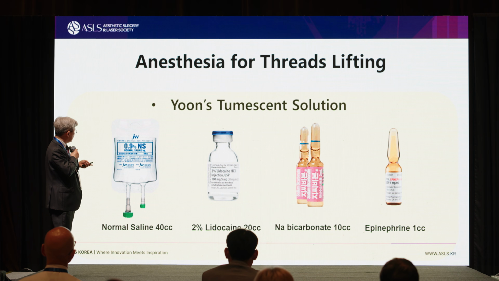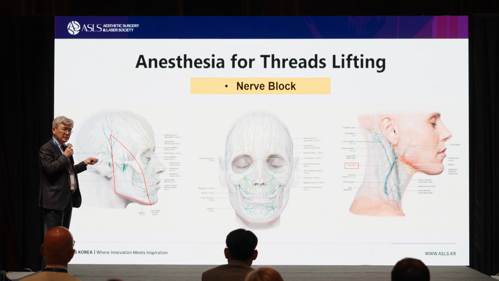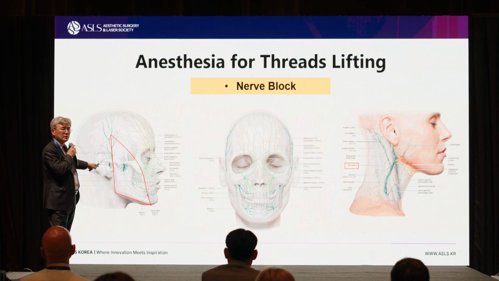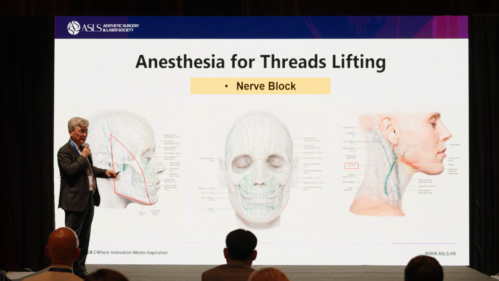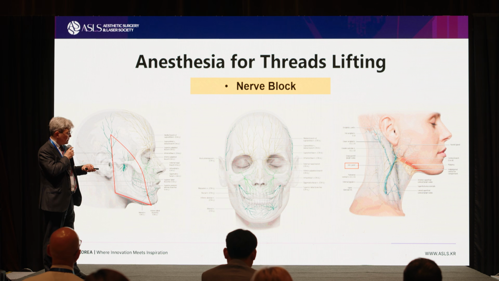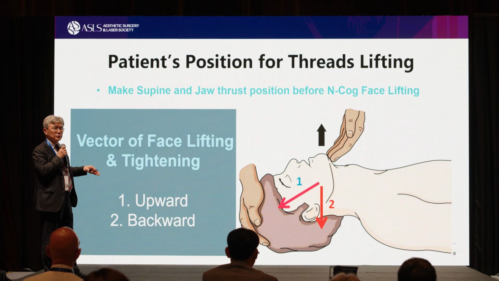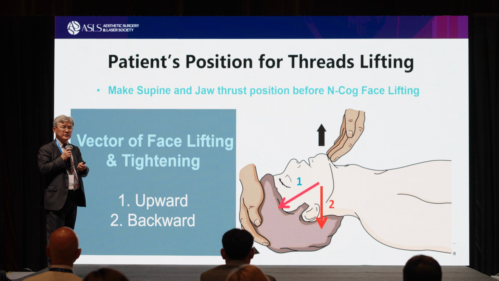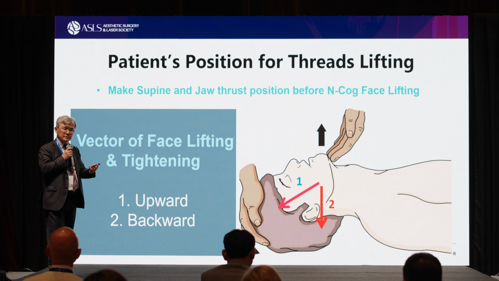I already showed this tumescent solution. Before treatment, I always inject the tumescent solution on the lateral face, and perform the infraorbital nerve block and the mentalis nerve block. And then I make the patient supine. Jaw thrust in the supine position is very important. This thread cannot intentionally lift the skin, so we have to make this position and insert the thread.